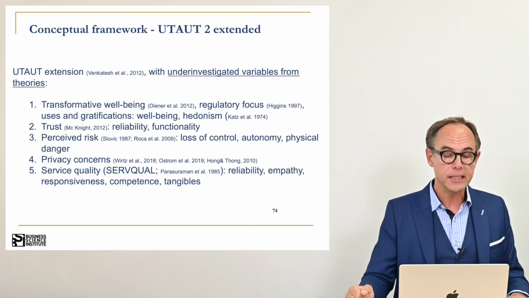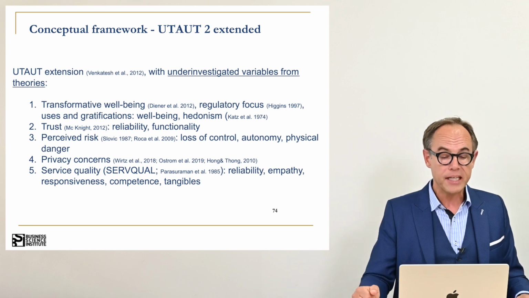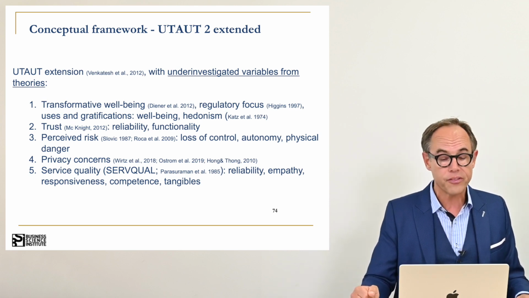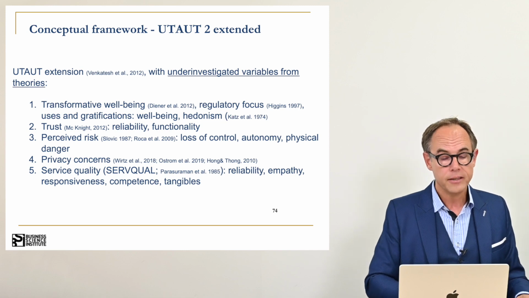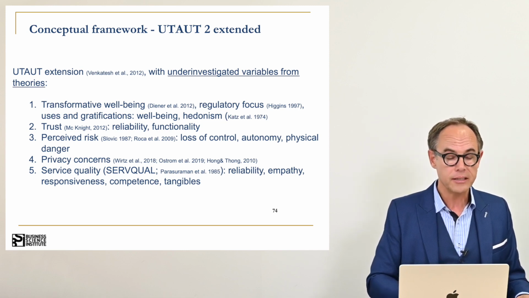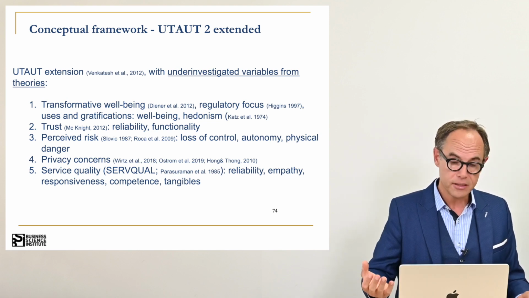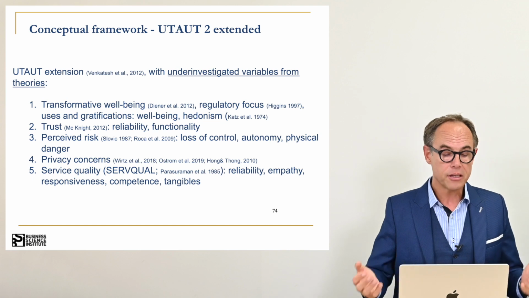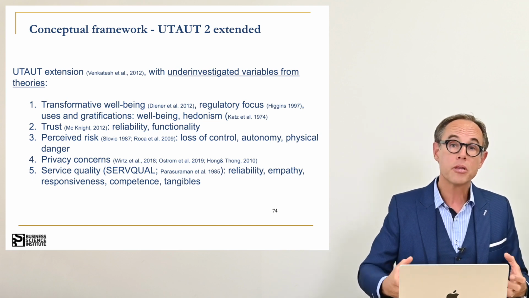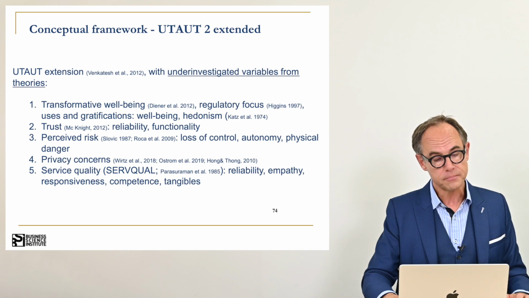So we extended the UTAUT with under-investigated variables coming from different theories, as we have already seen: transformative well-being through the regulatory focus theory and the uses and gratification theory to take into account well-being and hedonism, the trust theory to take into account reliability and functionality, the perceived risk theory to take into account loss of control, autonomy, and physical danger, the privacy concerns to take into account privacy issues, and service quality, SERVQUAL theory to take into account reliability, empathy, responsiveness, competence, and tangibles of the technologies when they produce service, for example, in the case of service robots, autonomous vehicles, or smart cities.